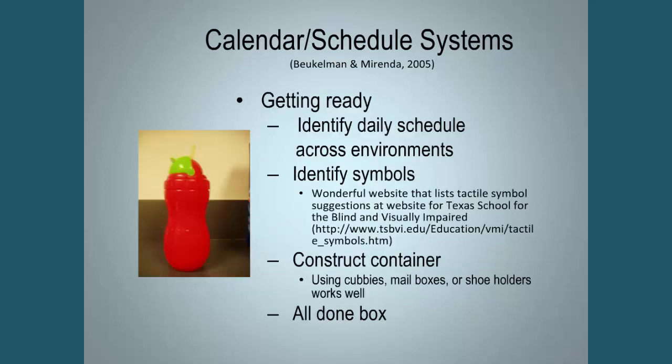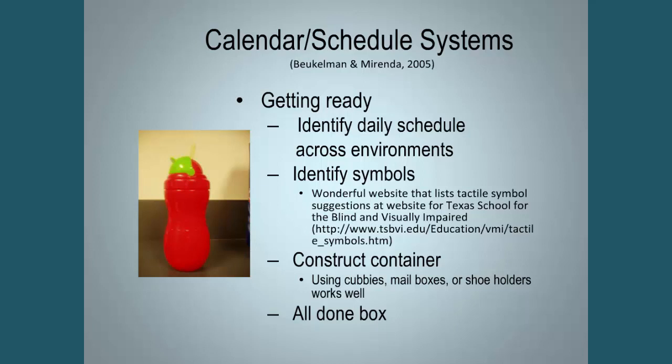When you're getting ready to do a concrete calendar system, first you identify the schedule across environments. What are they going to do repeatedly? And then you identify the symbols. And I've included this wonderful website that's actually from the Texas School of Blind and Visually Impaired. But they have so many wonderful suggestions for tactile symbols if you're going to use a concrete calendar or real object kind of schedule. Then you need to construct a container to show it.